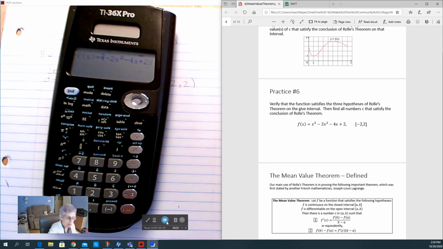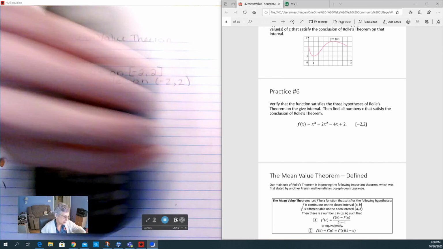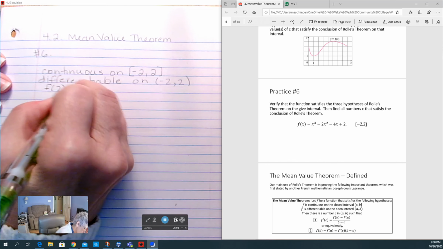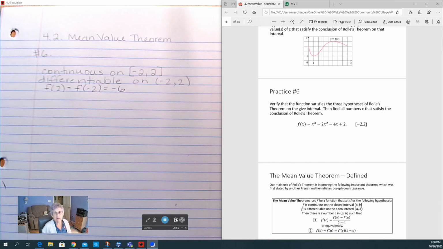And I went ahead and put the function in for my f of x. And, oh, how about that? I have 2 there. We need -2 as well. So 2 is good. We want -2. And it's equal to -6 at both places. So f of 2 is equal to f of -2, equals -6. So that's all three hypotheses of Rolle's theorem.